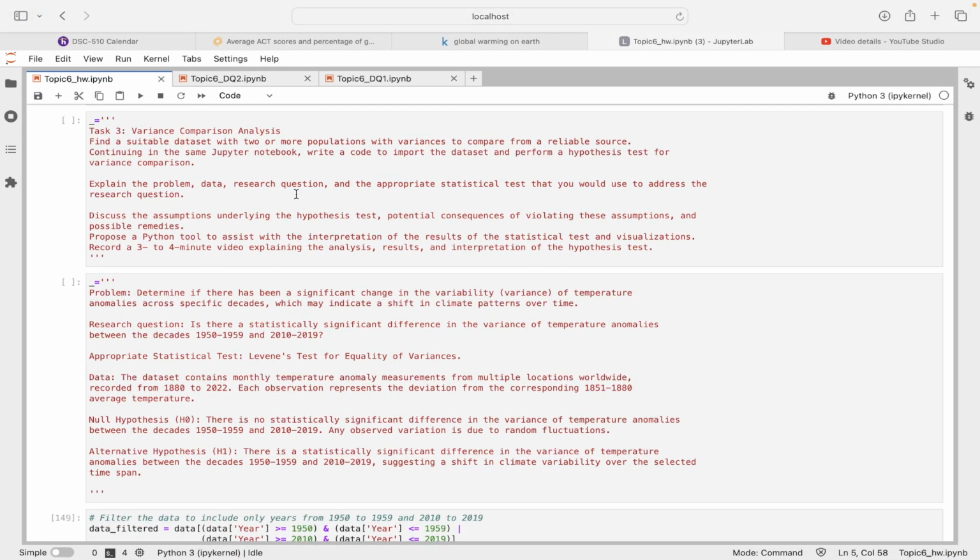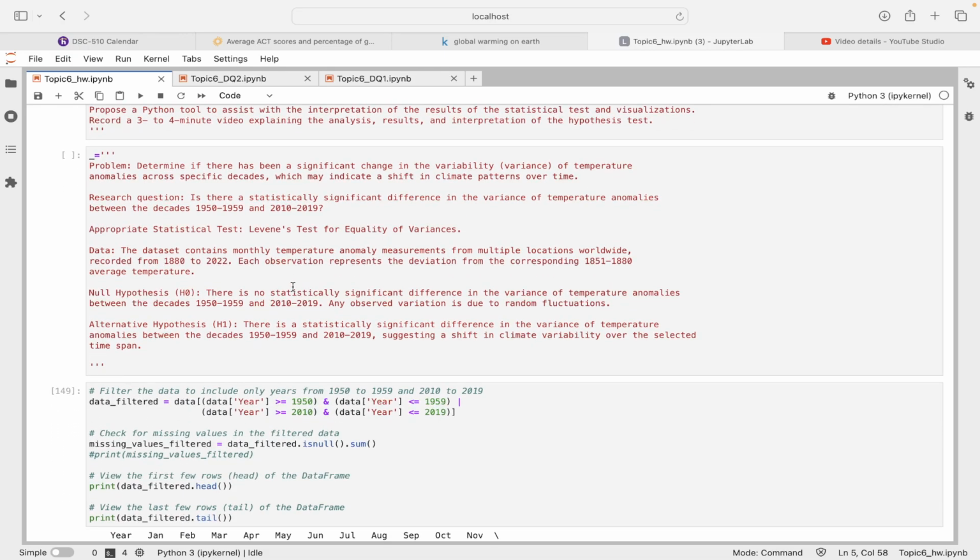All right, so our final task of this exercise is a variance comparison analysis. This is a continuation from our last hypothesis test, which was an ANOVA test to analyze if the global surface temperatures were significantly different from season to season. I was surprised to see that there was no significant difference found in that ANOVA test. And we're using the same data set that we pulled from Kaggle, which was collected by NASA.